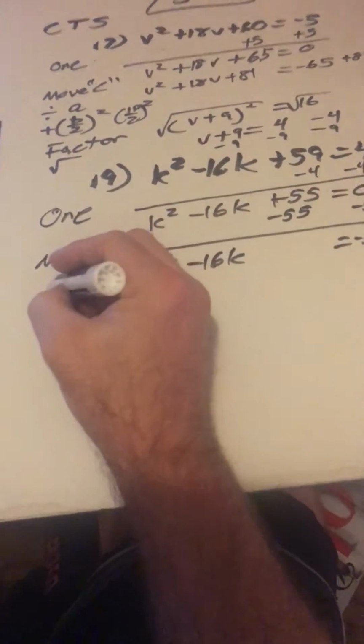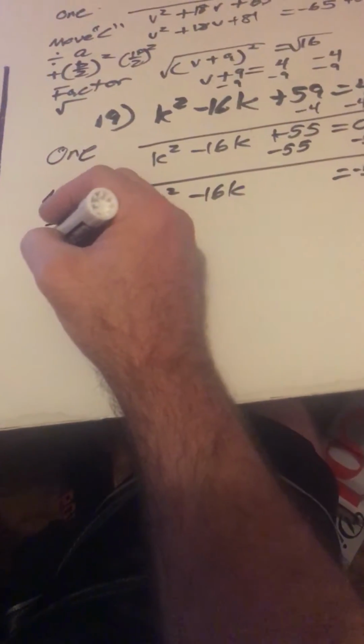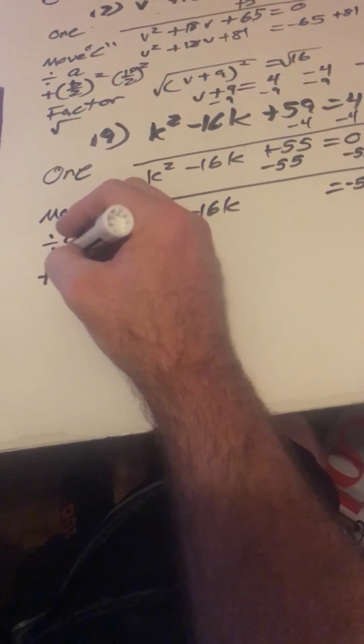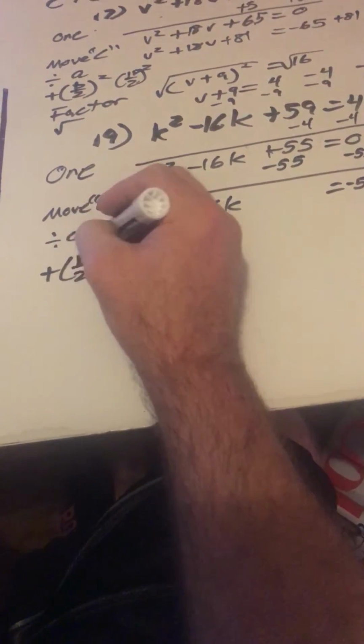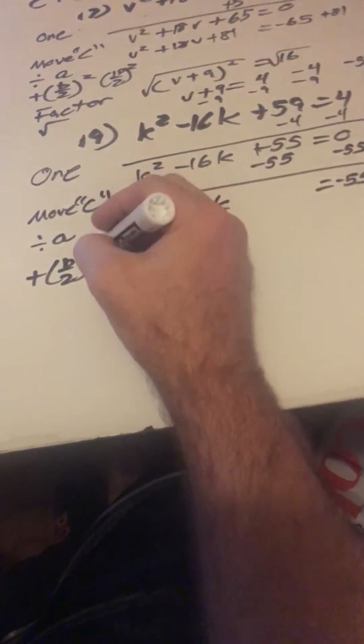Did you do it yet? Did you divide by a? Oh yeah, it's a 1, so nothing changed. So now we're actually going to complete the square, which is negative 16.